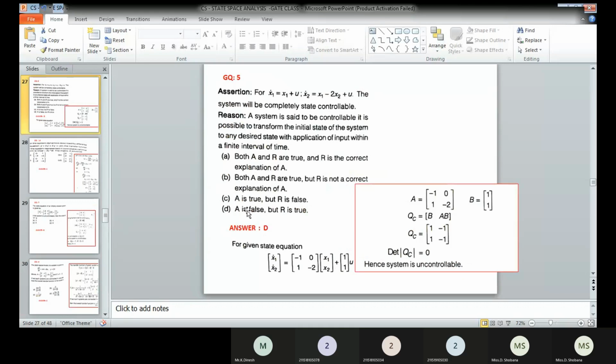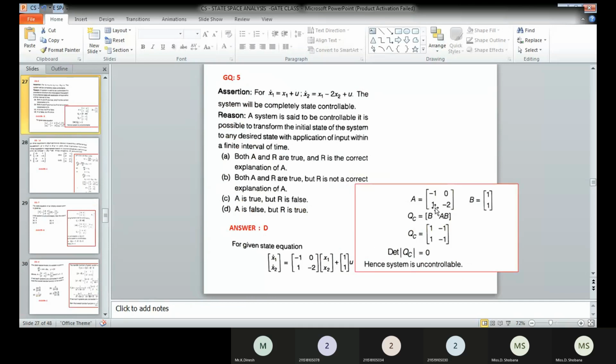So the given options say that both A and R, assertion and reason, are correct, and R is the correct explanation of A. Similarly, we have to check. First, in the assertion they have said it is completely controllable. First we have to check whether it is completely controllable or not. For this we have to write the state model: x1 dot is x1 minus 1 plus u1, x2 dot is x1 1 minus 2.